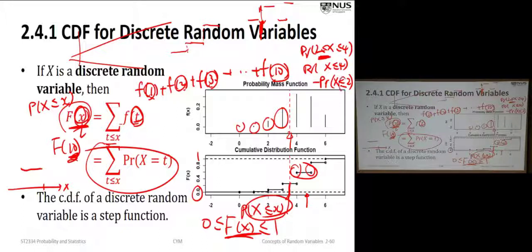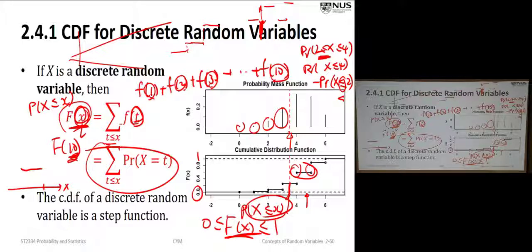Therefore, this cannot be less than or equal. This has to be less than 2. This is very important, especially when x is a discrete random variable. If it's continuous, we don't bother. But when x is discrete, it's very important that you understand why it says so.